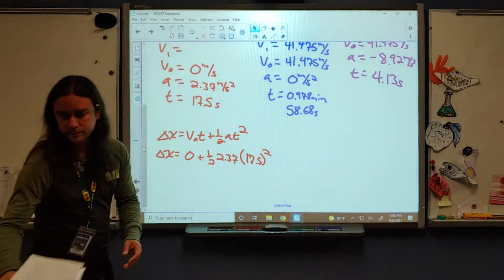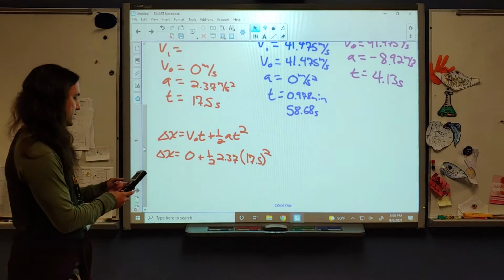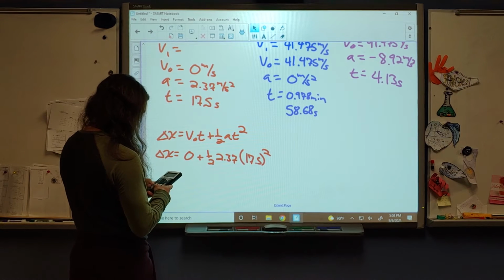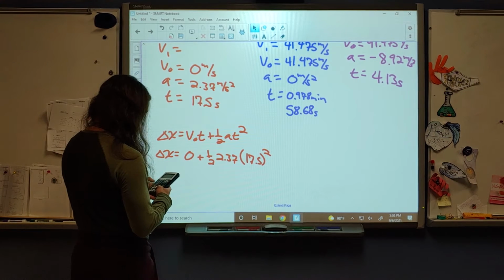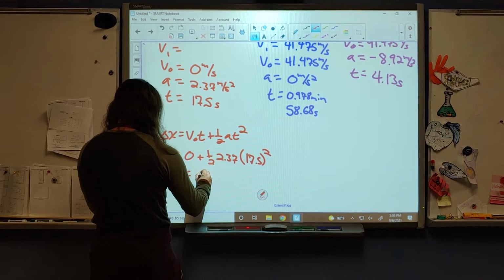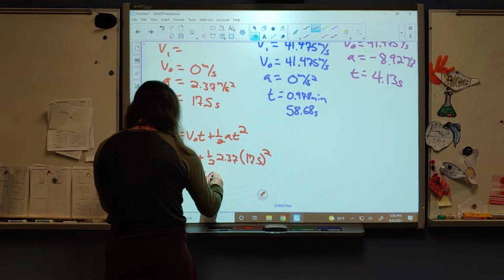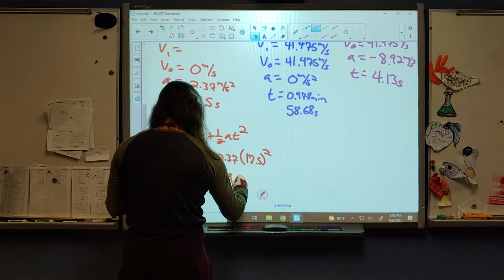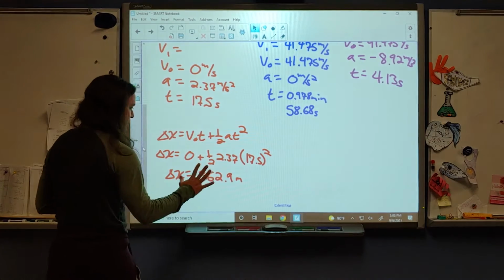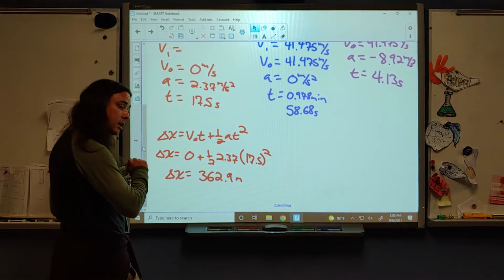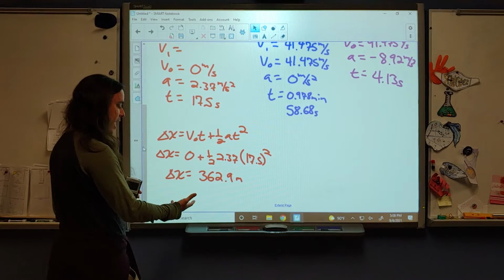I'm going to go through and try and solve this. So we've got 17.5 squared times 2.37 times 1/2. And if I've done this correctly, delta x comes up to a positive 362.9 meters. I'm going to go ahead and keep 4 significant figures. Sometimes these systems get a little bit picky when we're adding and subtracting stuff.